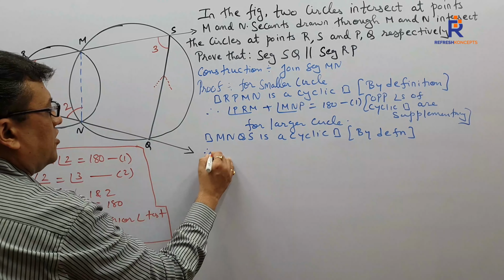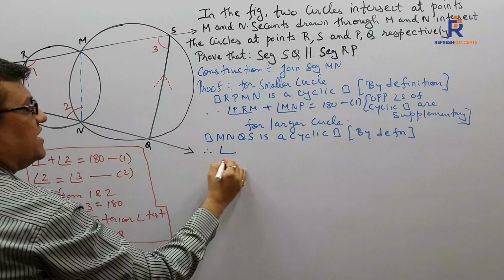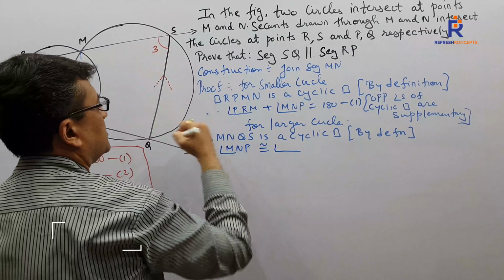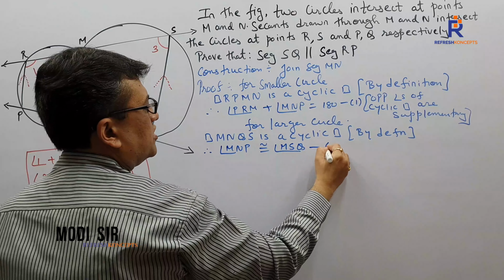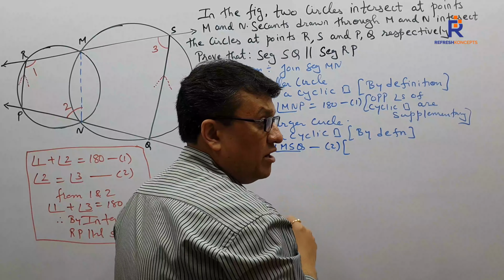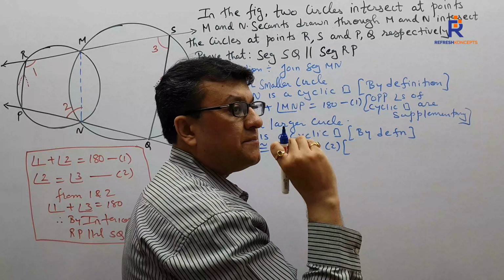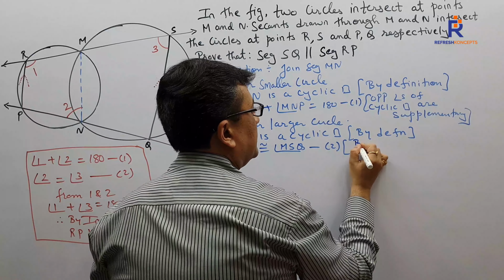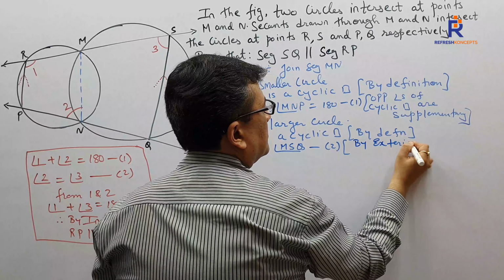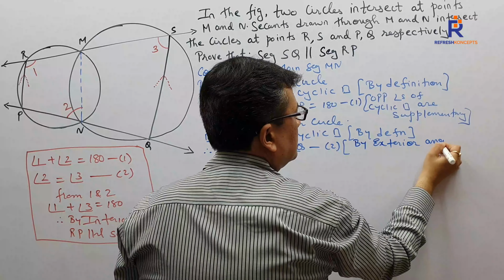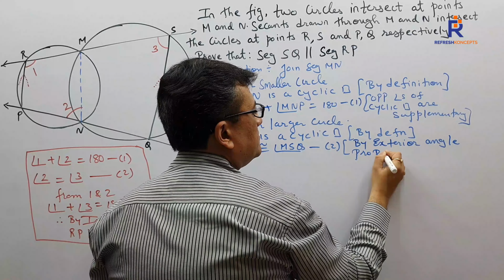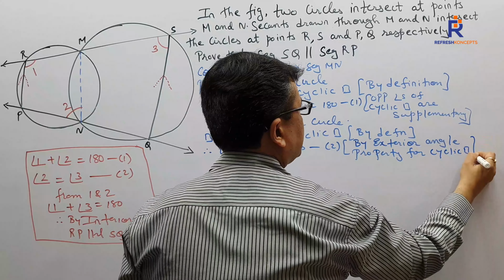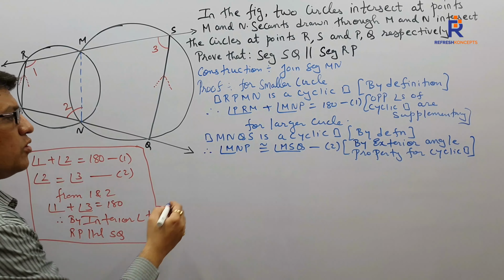Can I say, therefore, angle 2 congruent to angle 3. So, what is angle 2? Angle MNP congruent to angle MSQ. Equation number 2. You can write down the entire theorem. I feel by exterior angle property for cyclic quadrilateral should work out very fine for you. By exterior angle property for cyclic quadrilateral. This is absolutely fine.